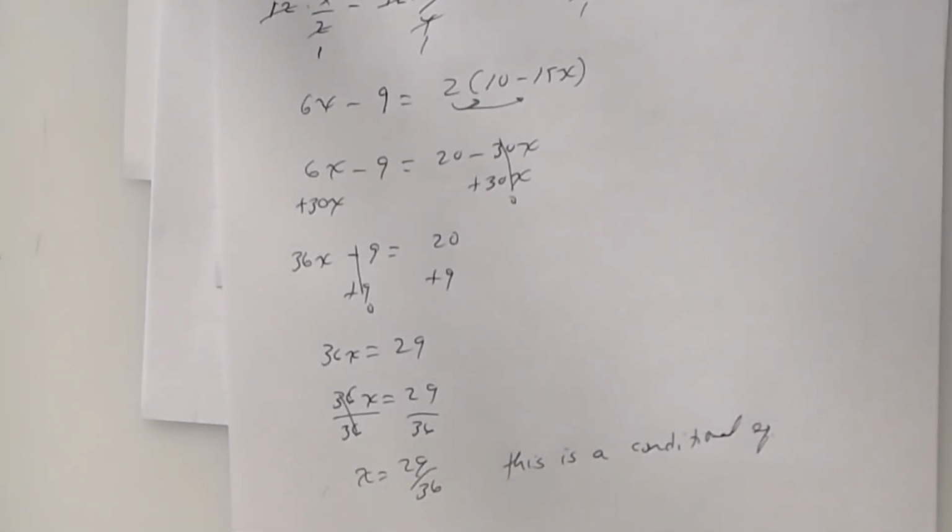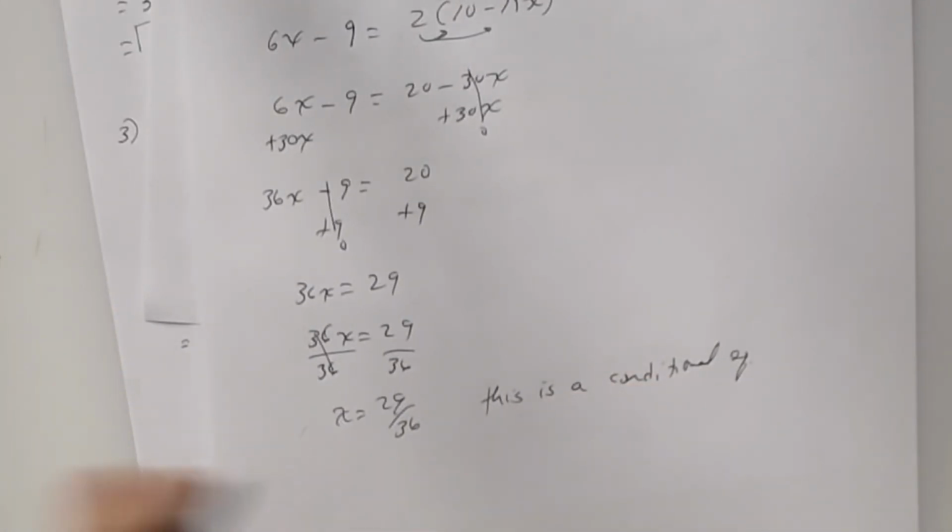An identity is where you get all real numbers. I know, you know, we are scattered, right? Okay, all right. Number 5.